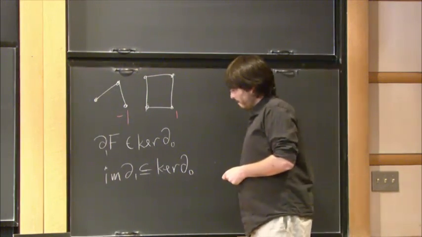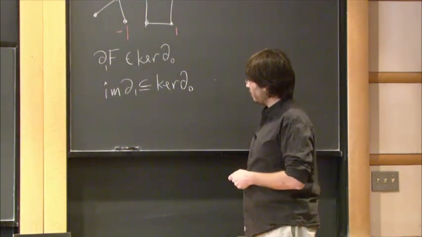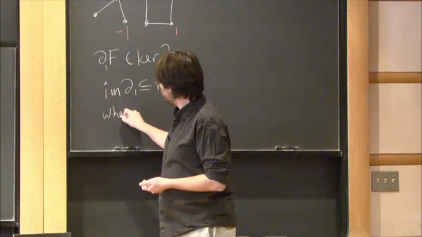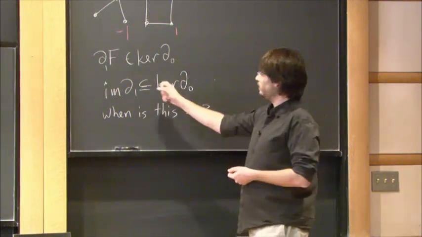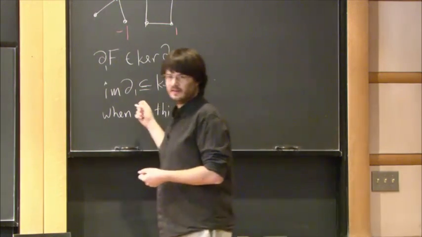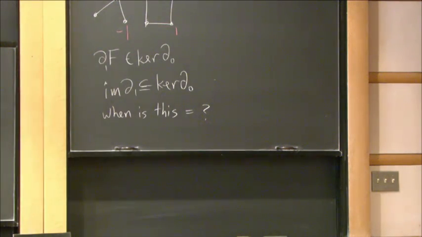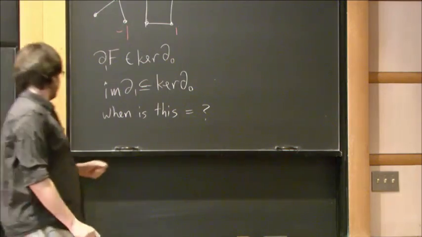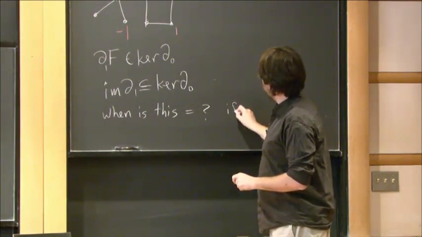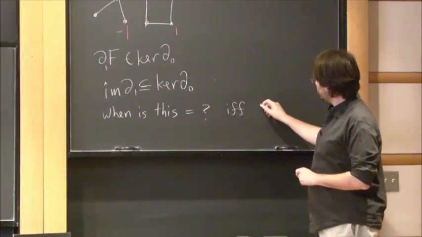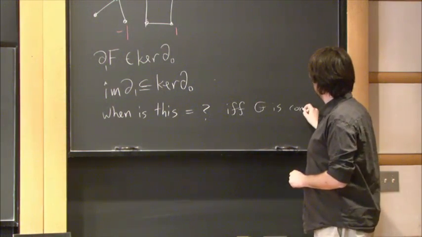And we want to say when is this equality? When is the image exactly the kernel? So when do we know also that any function which sum to 0 comes from a flow? So we just said there is an obstruction for this, which is the connectedness, and this is the answer. So this is if and only if G is connected.